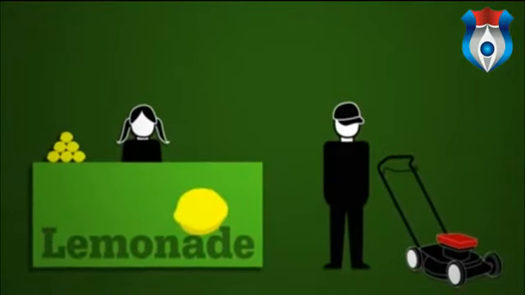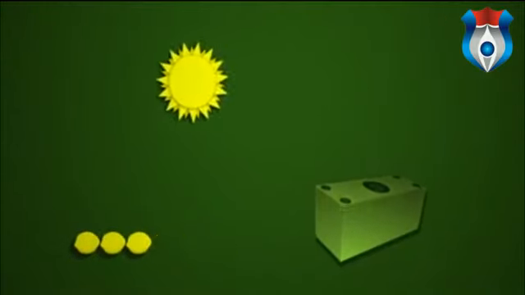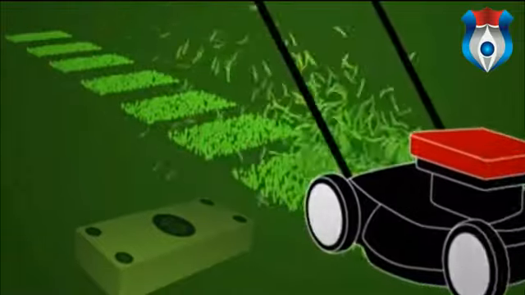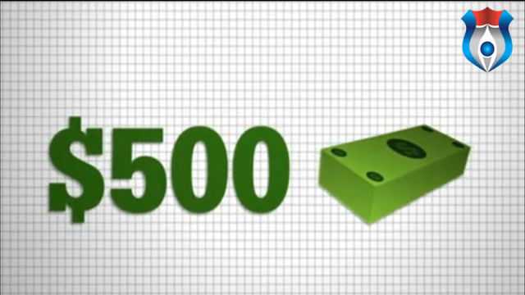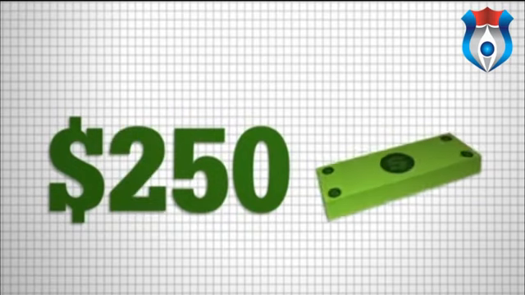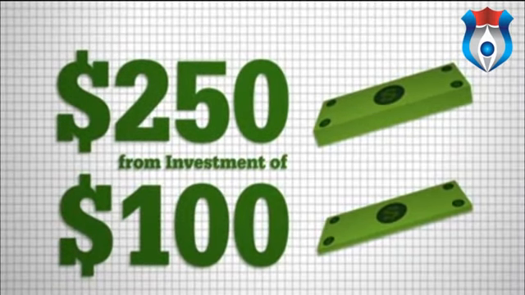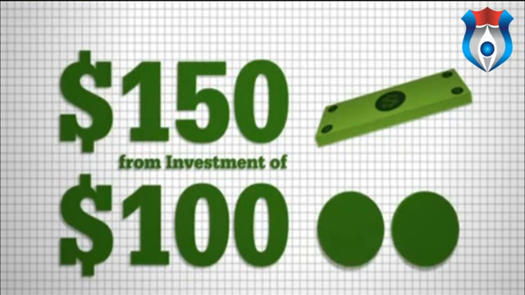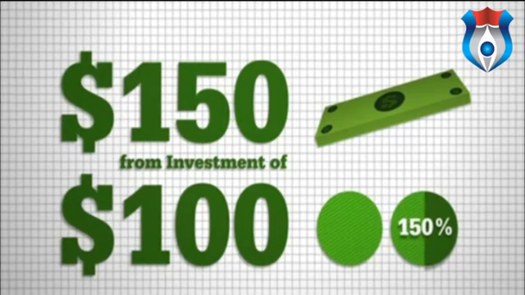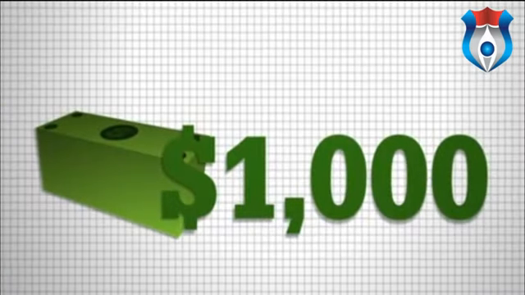As the summer progresses, the children work hard at their businesses. Joe's daughter sells many cups of lemonade, and his son mows every lawn in the neighborhood. At the end of the summer, Joe's son has earned $500. Joe receives $250. Subtracting his original investment of $100, Joe is left with $150 profit, an impressive 150% return on investment. Joe's daughter has earned $1,000.